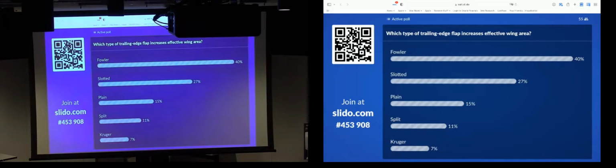increases the wing area? So now we're using it as a colloquial term. We want to generate more lift. Now when we talk about lift, we have a reference area, which is typically the planform area of our clean wing. That never changes. But we actually have to increase the wing area if we want to generate significantly more lift. So what type of flap do we use? Do we use a Fowler, a slotted, a plain, a split, or a Kruger?